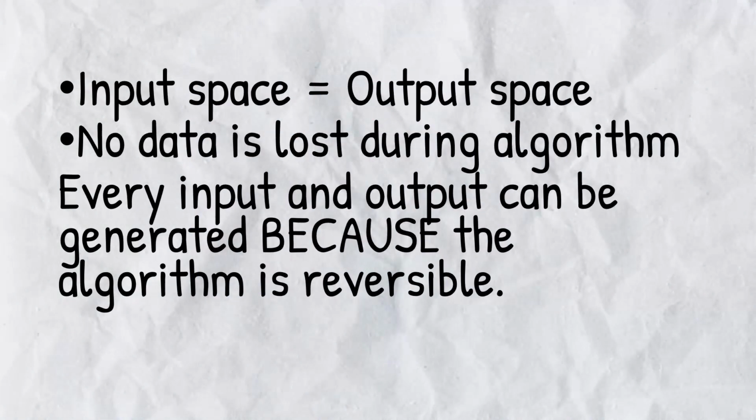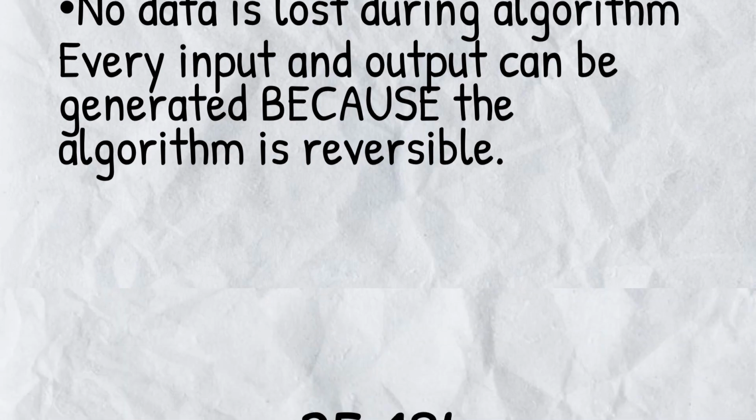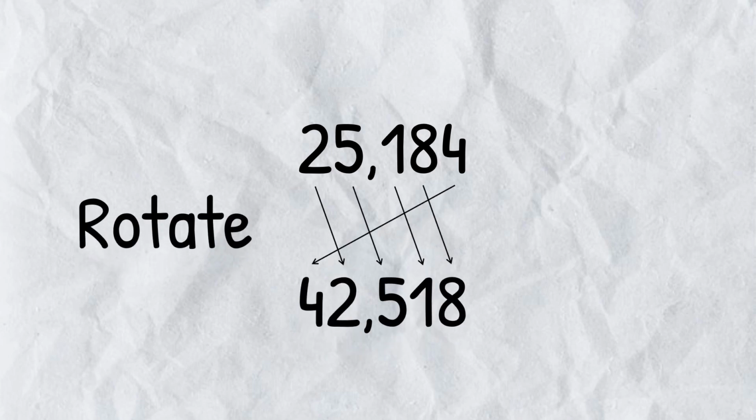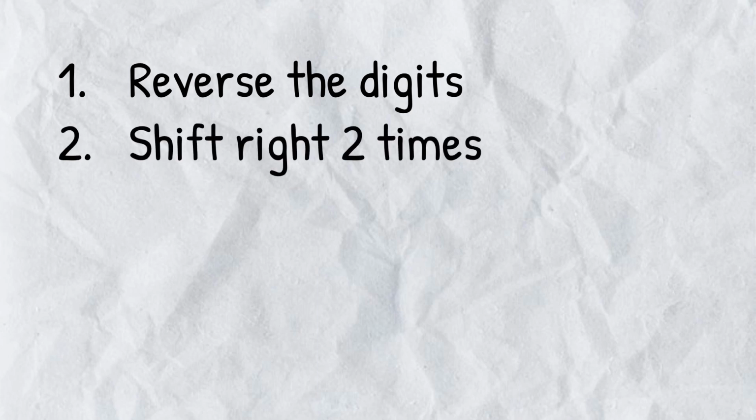If we can guarantee that the output space is the exact same size as the input space, and that no data is lost while manipulating it, we know that every input and output can be generated because the algorithm is reversible. So the way we can manipulate data is limited to ways that don't destroy it. For example, reverse the digits, or rotate the digits in the number this many times. Both of those things can be restored if you know the procedure in which it was done. So let's say that's the algorithm. Reverse the digits and then shift all of the digits 2 times to the right. That makes the output sort of unrecognizable.